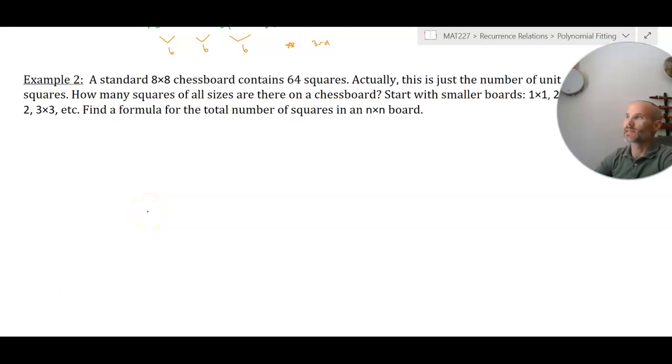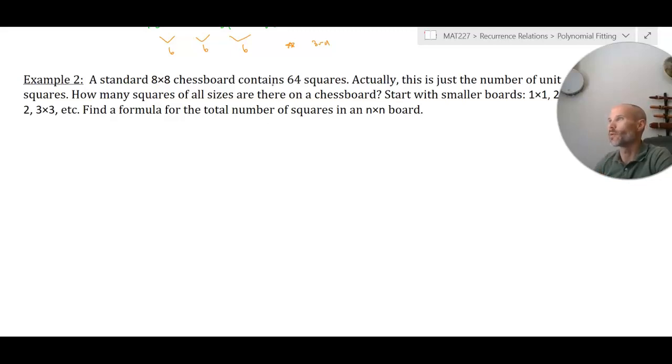Now let's go ahead and take a look at something in context. A standard 8x8 chessboard contains 64 squares. We know that, right? 8 rows of 8 columns would be 64 individual squares. Actually, this is just the number of unit squares, right? The 1x1 squares. How many squares of all sizes are there on a chessboard?